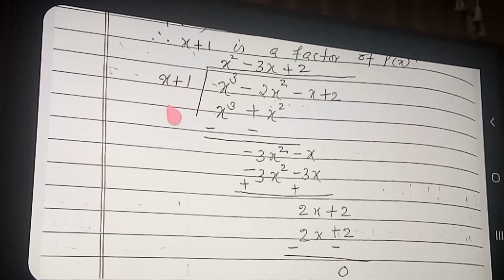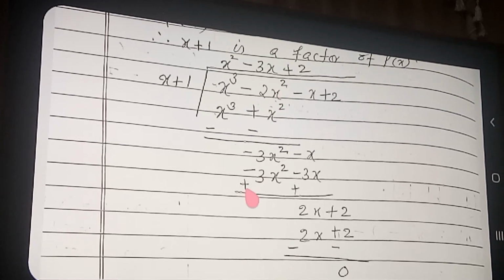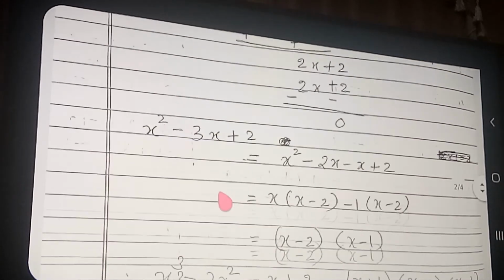So you got the factors: x plus 1 is one factor, which we already knew, and the remaining two factors are in this quotient polynomial. Now you factorize this quotient polynomial, and you will get the remaining two factors also. This is the method, very easy, no?